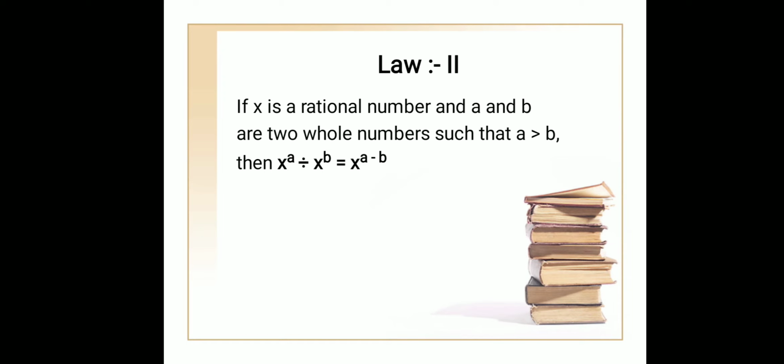Now another rule, our second rule, is: if x is a rational number and a and b are two whole numbers such that a is greater than b, that means the value of a is obviously greater than b, then x raised to a divided by x raised to the power of b is equal to x raised to the a minus b.